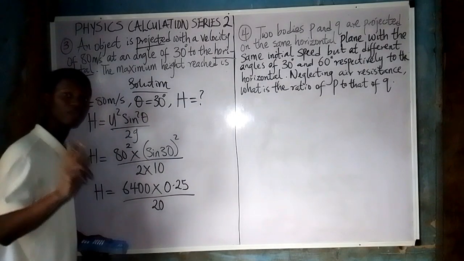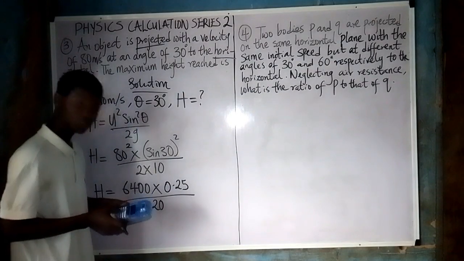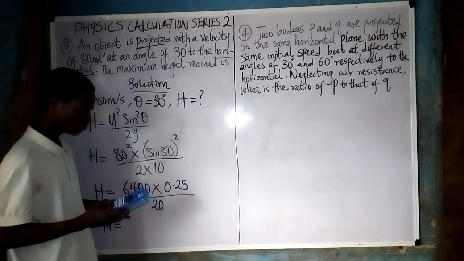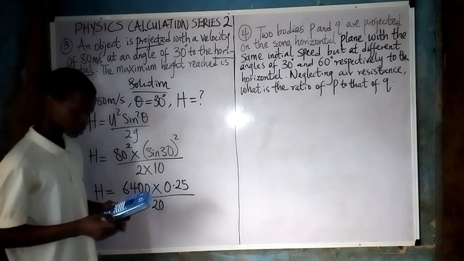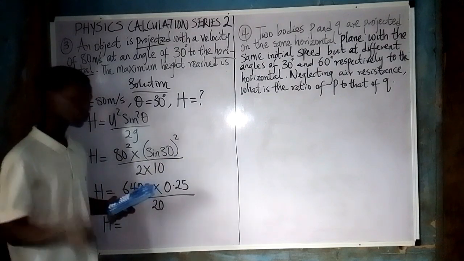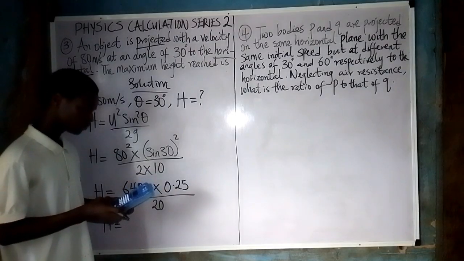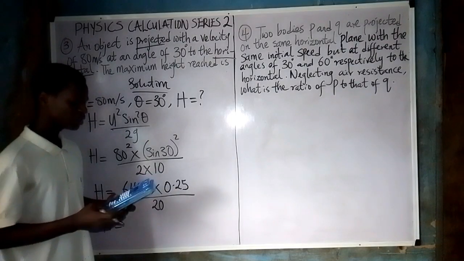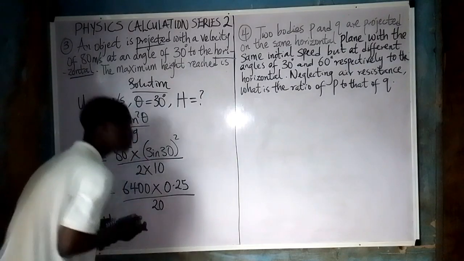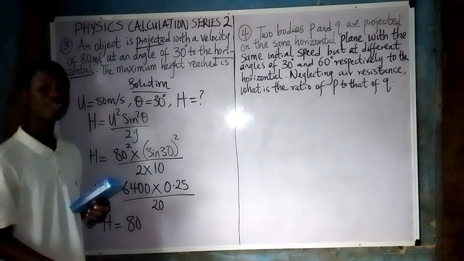So from here, what will happen? H will now be equal to, let's do this together. 6,400 times 0.25 gives us 1600, and we are going to be dividing that by 20, and that gives us exactly 80. So our maximum height in this question is 80. But do we stop here? No, we have to add a unit.